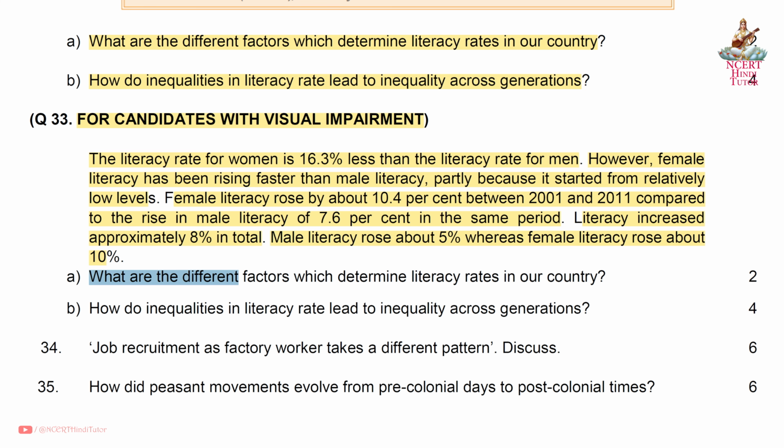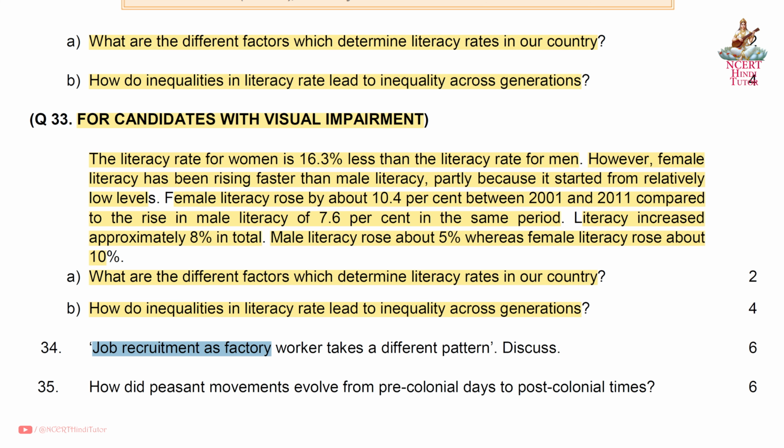A. What are the different factors which determine literacy rates in our country? B. How do inequalities in literacy rate lead to inequality across generations? So friends, we have already read the answers of the following questions. Now let's move on to question 34.